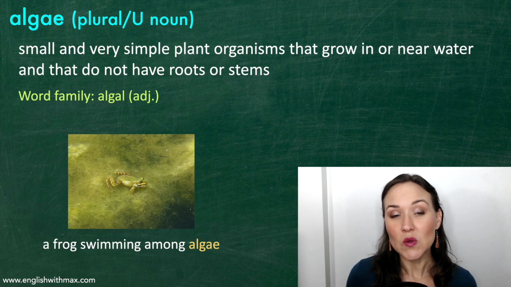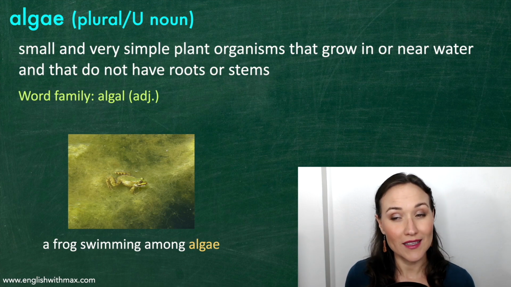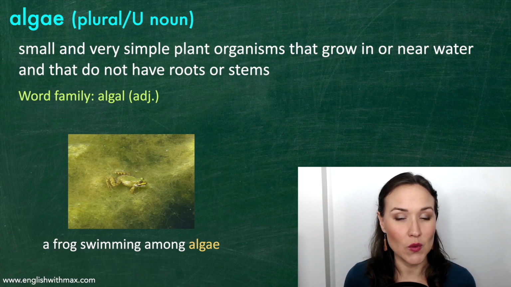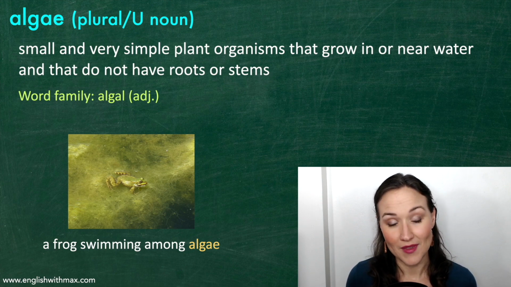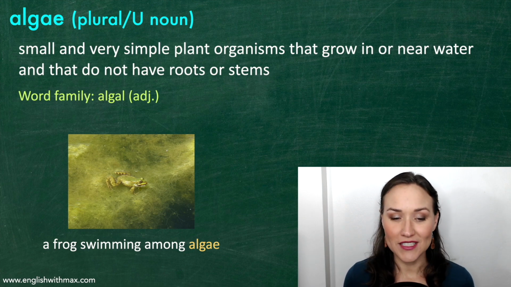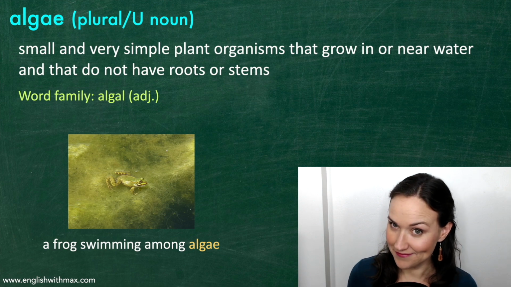Algae are small and very simple plant organisms that grow in or near water and that do not have roots or stems. The adjective is algal. In the picture there you can see a frog swimming among algae.